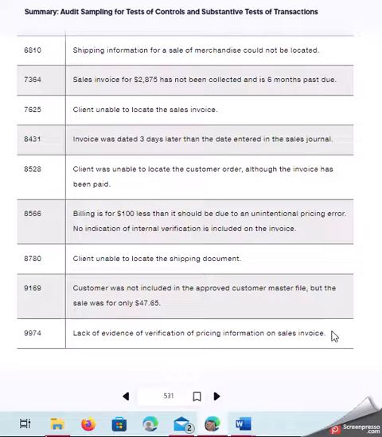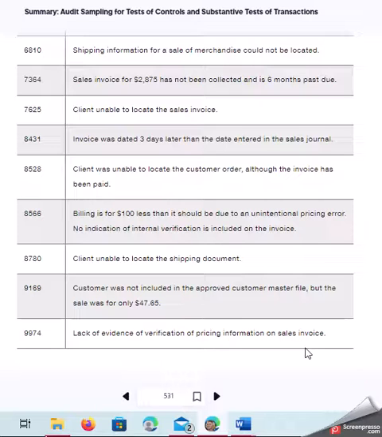And then there's lack of evidence of verification of pricing information. So that again is just going to be another one to make sure that the other invoices to that same customer, that the pricing is correct, and that if it's a specific product or service that's being billed out, that when it goes to other customers, it's again at the correct amount, that it's just a one-time error.